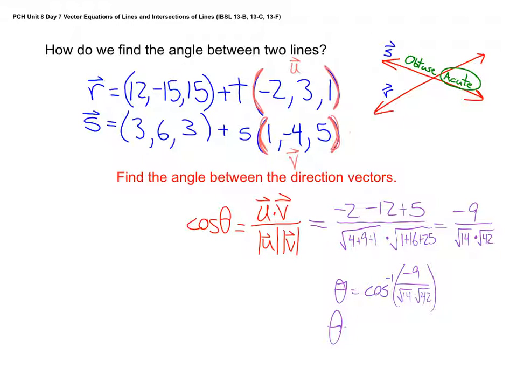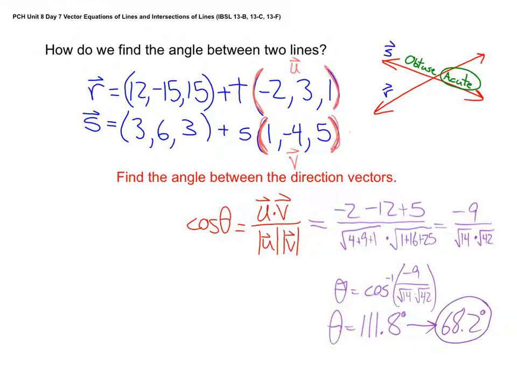And what do you get for theta? 111.8. So now we take our answer here, we subtract it from 180, and our actual answer is 68.2 degrees. Okay? There's our actual answer.